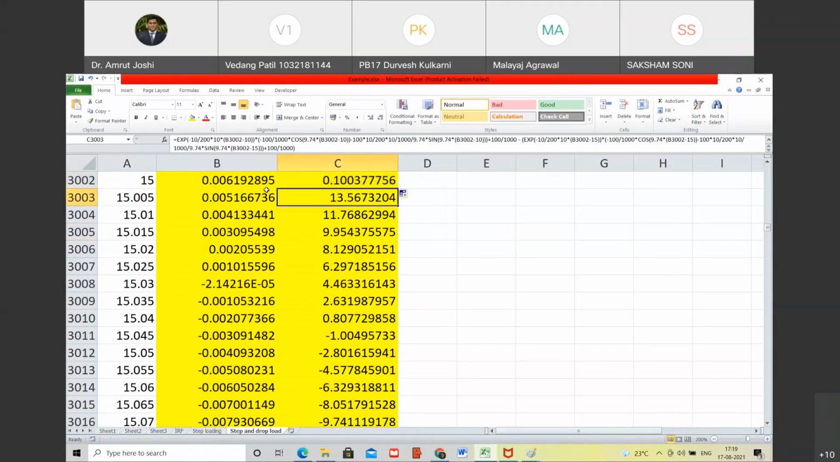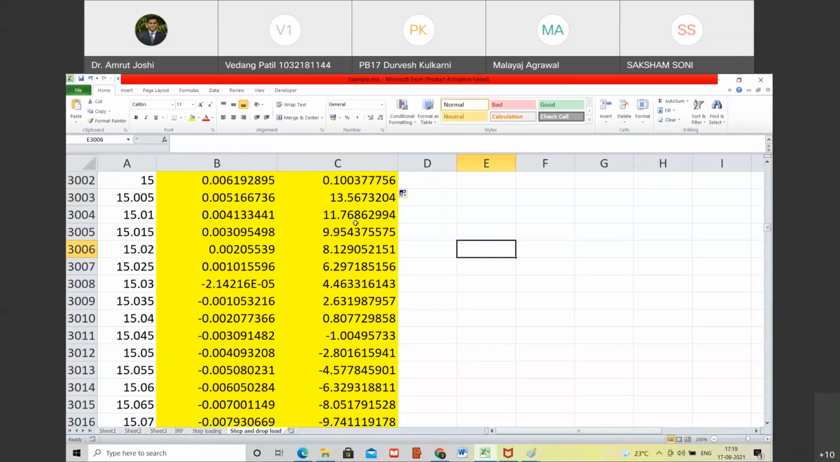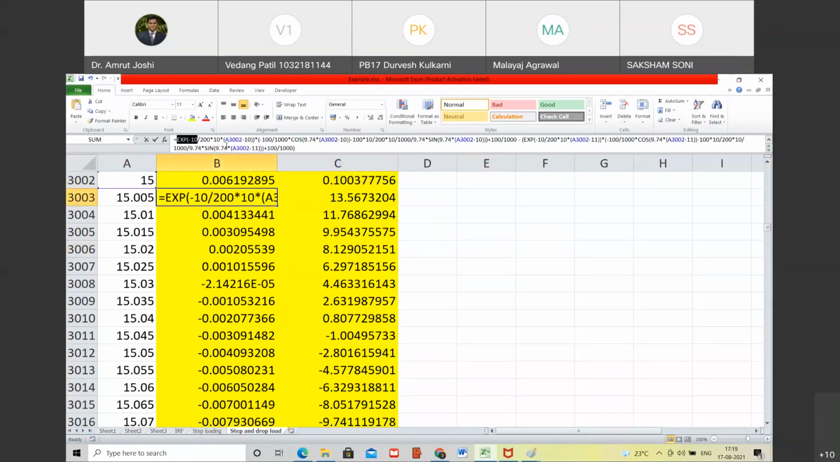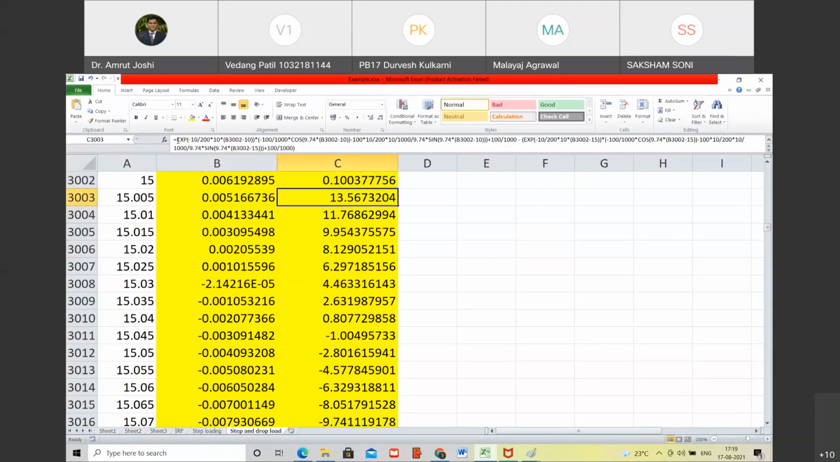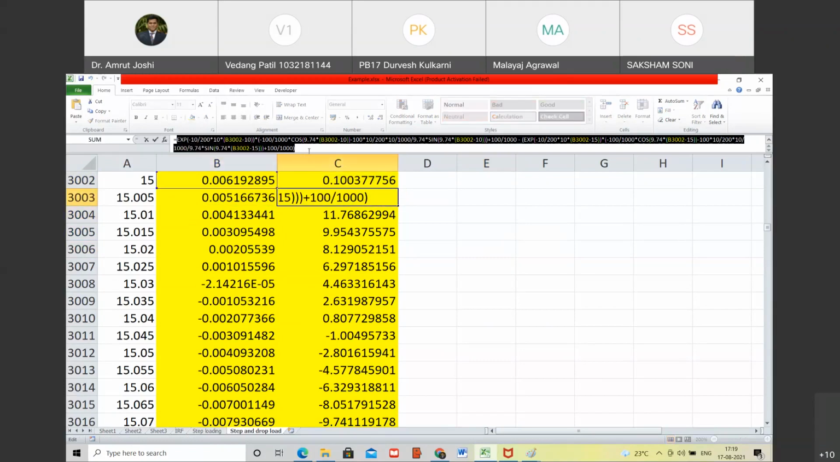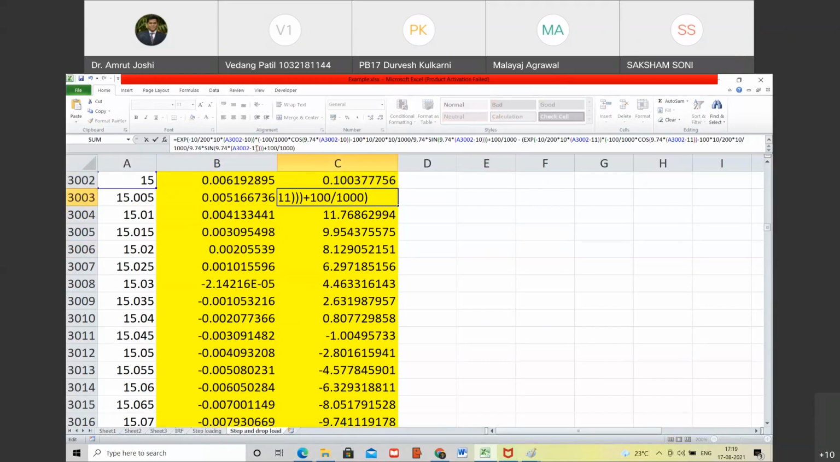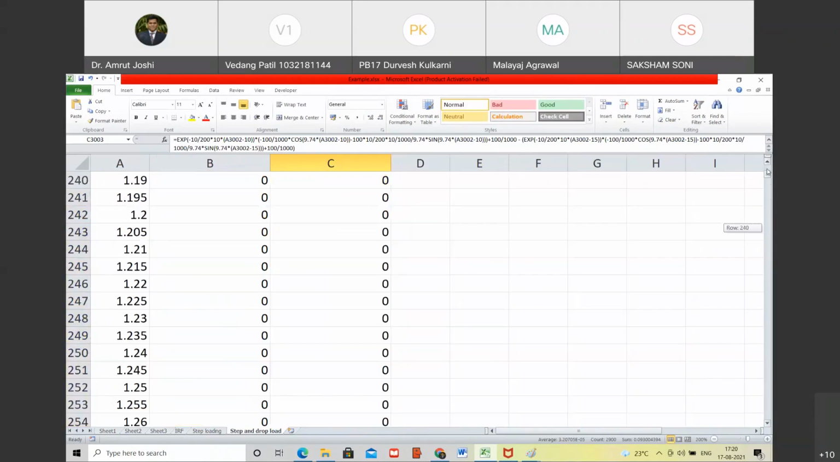This is done. And here also, what I have done, I have to copy this entire expression. So expression is copied, enter. And I have to paste it here, Control V. And I have to replace 11 by 15. So let me replace that, 11 by 15, and 15. It's replaced.